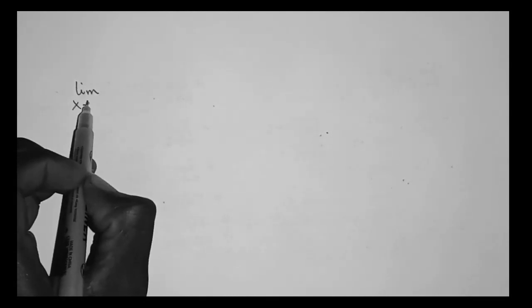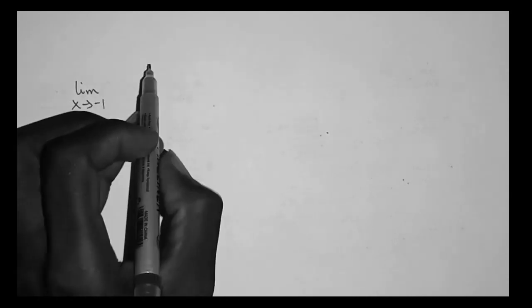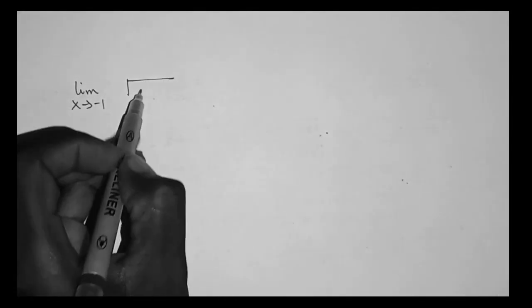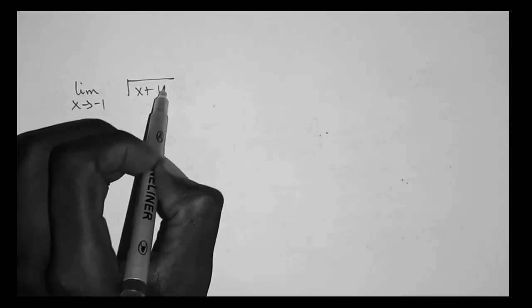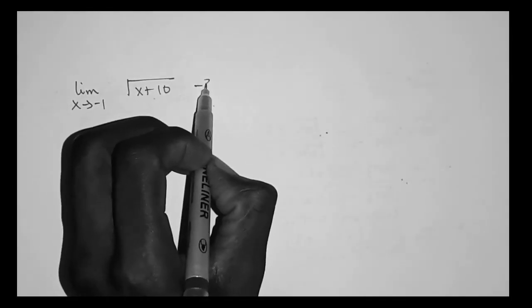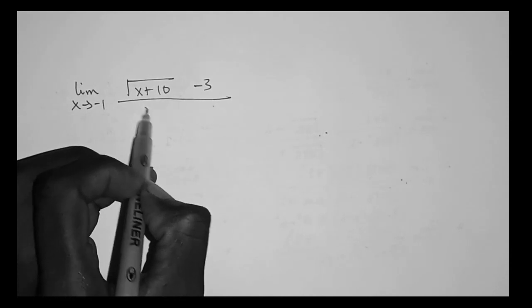So let us find the limit as x approaches minus 1 of the function (square root of x plus 10 minus 3), all divided by x plus 1.